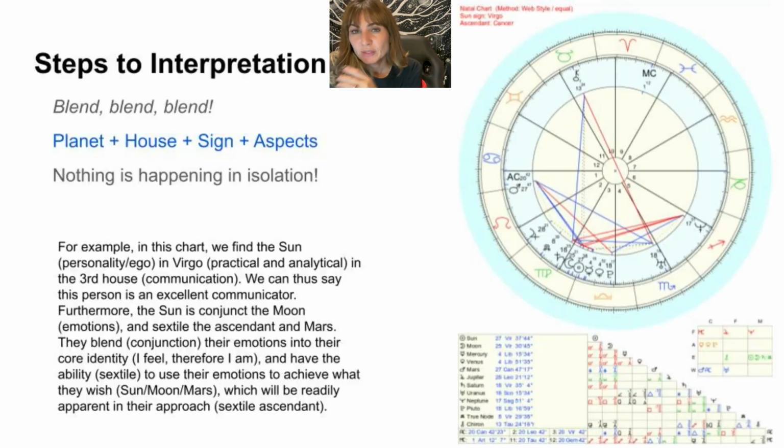Okay, so steps to interpretation. We're going to really get into this next time, but I'm going to begin to give you a chart breakdown here. It's all about blending. We have to blend the planet with the house, with the sign, with the aspects. None of this is happening in isolation, not even with an unaspected planet, because it's still going to be a planet plus a house. Even if it doesn't have aspects going on, you're still going to have planet, house, sign. So I did a chart delineation on this one. I wrote it out on the slide. So we'll go over that one.